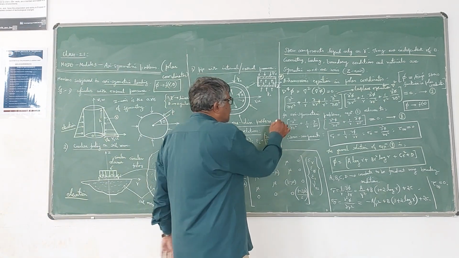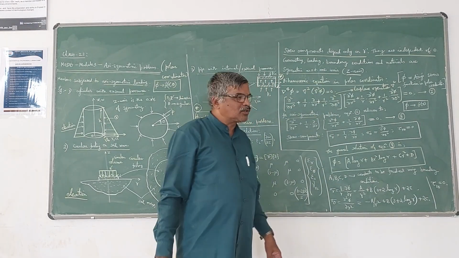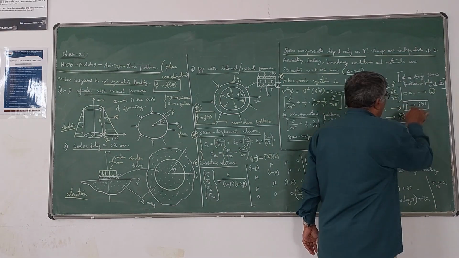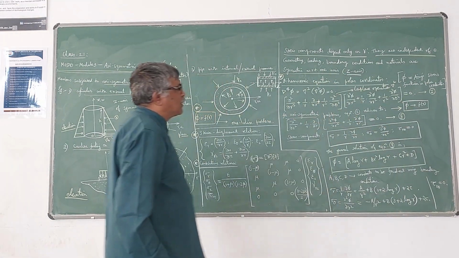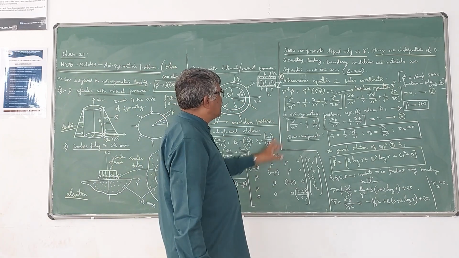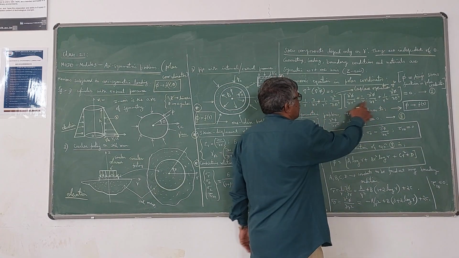In the case of an axisymmetric problem, what happens? The theta term will not be there. Please note that, because phi is a function of only r. So phi is equal to a function of r, and the theta terms you can eliminate. The theta term appears here and here, so these two you can eliminate.